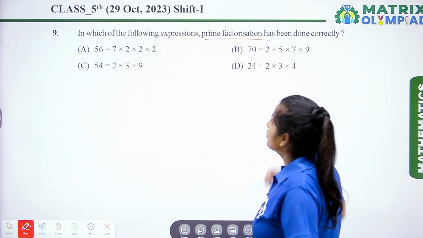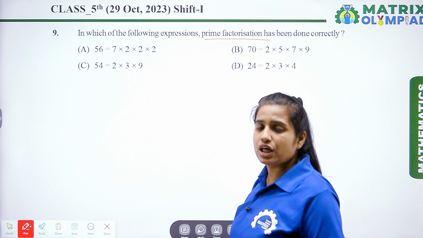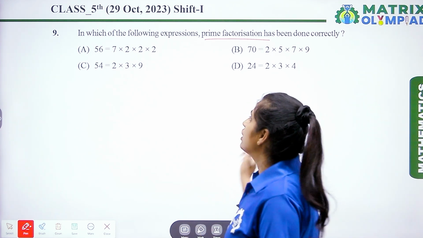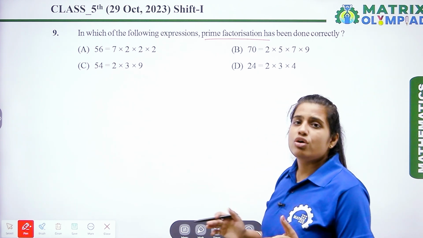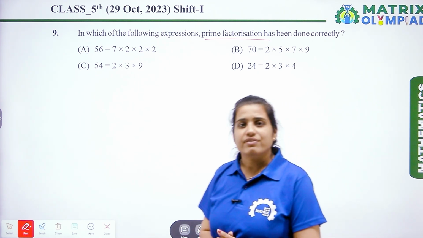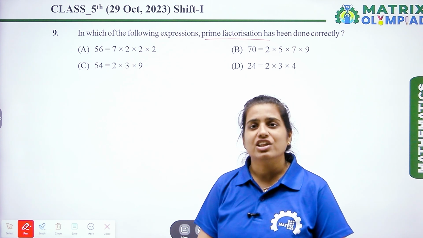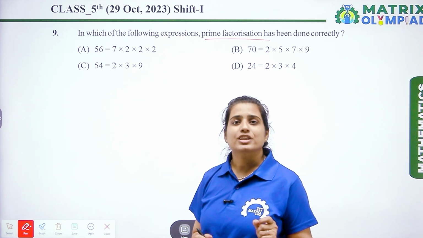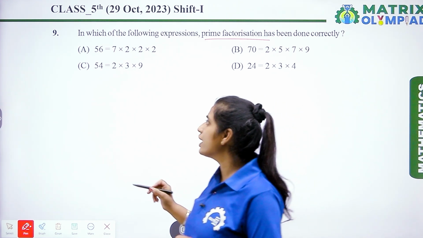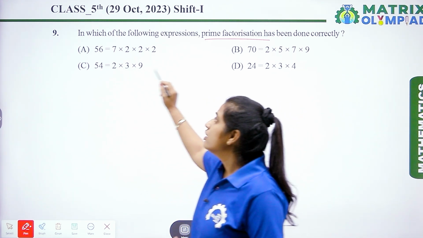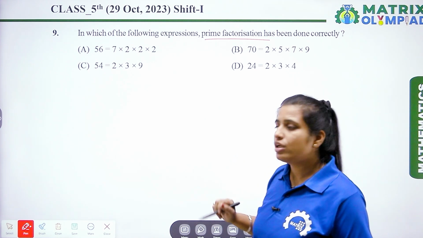So out of these 4 options we have to find out in which number prime factorization has been done correctly. So let's know what is prime factorization. Prime factorization is a way of expressing a number as a product of its prime numbers. So first we have to find out whether all the numbers are prime or not.